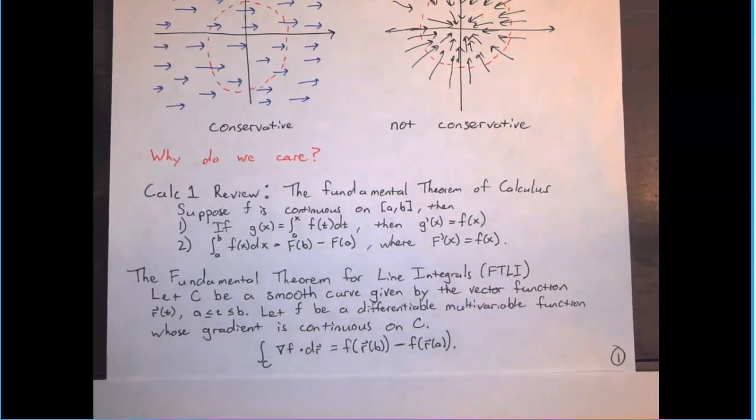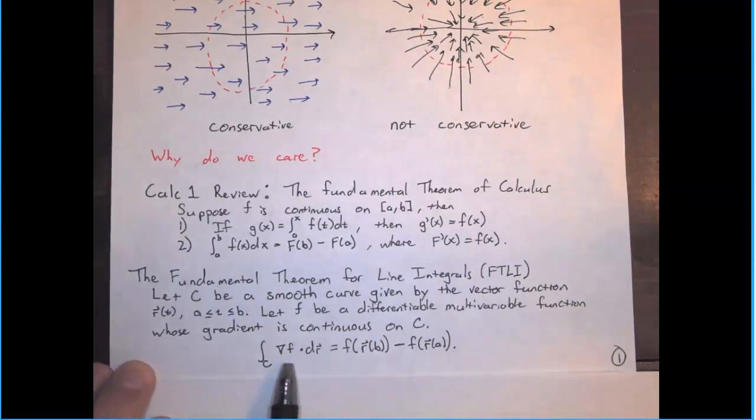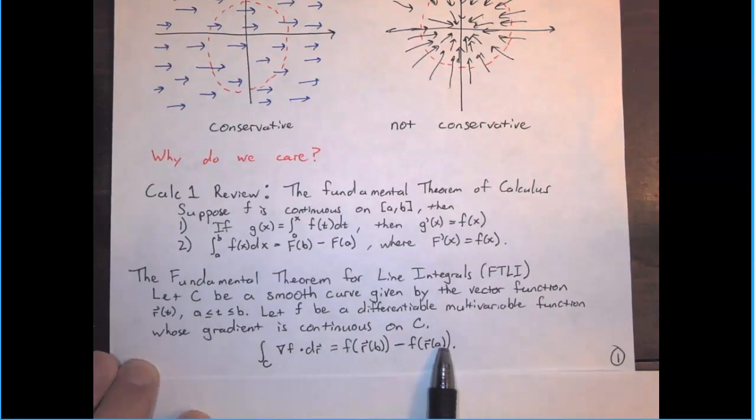This says let C be a smooth curve, and it can be parameterized by r of t, where t goes from a to b, and let f be a differentiable multivariable function whose gradient is continuous on C. Then if I want to take the line integral of the gradient, I can evaluate that as just the function itself, before I took the gradient, at the endpoints of my curve. So r of b is where I stopped the curve, r of a is where I started the curve, so it's just f of the endpoint minus f of the starting point.